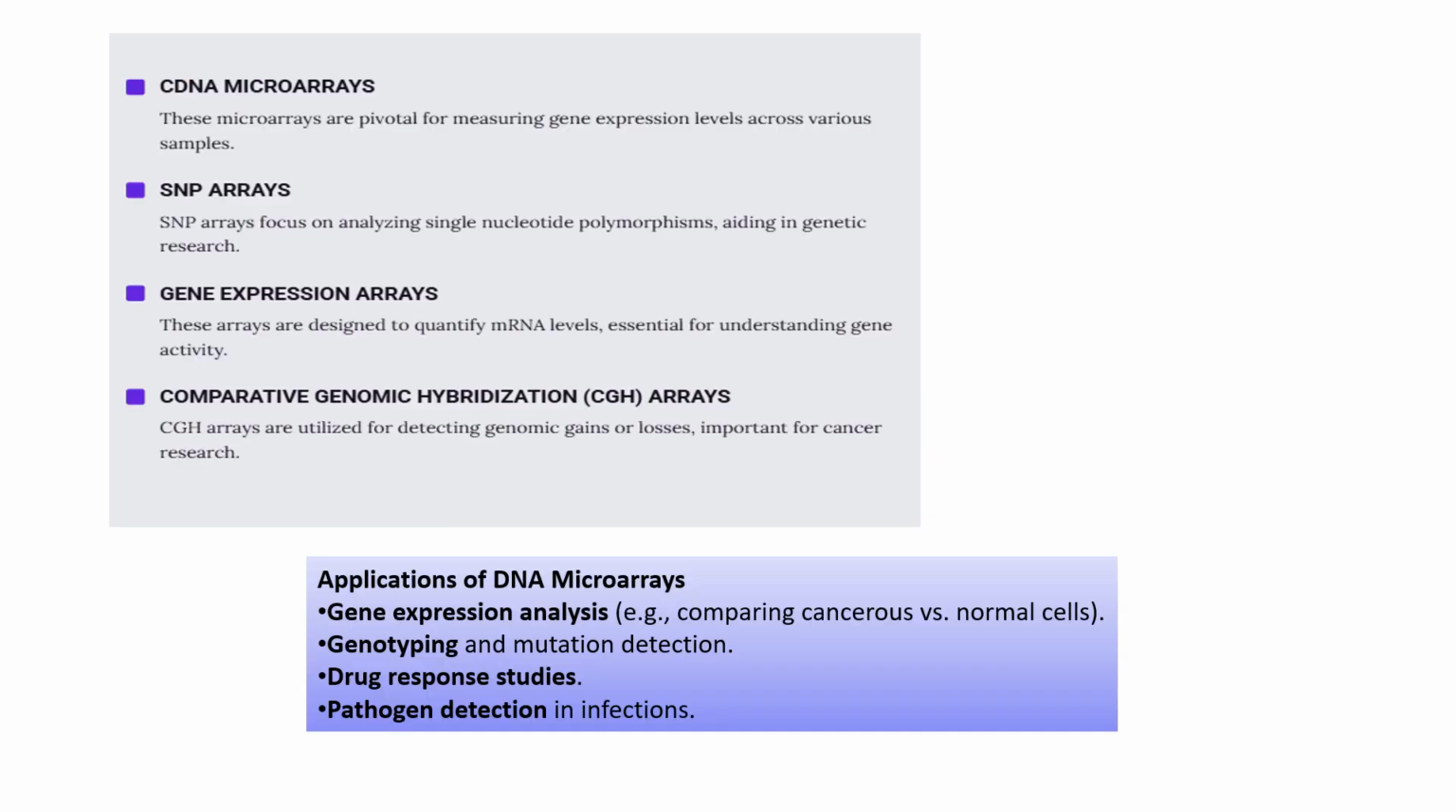There are different types of DNA microarrays, which include cDNA microarrays, which are pivotal for measuring gene expression levels across various samples. The next one is SNP arrays, that is single nucleotide polymorphism, aiding in genetic research. Gene expression arrays, which are designed to quantify mRNA levels essential for understanding gene activity. And finally, the comparative genomic hybridization CGH arrays, which are used for detecting genomic gains or losses important for cancer research.